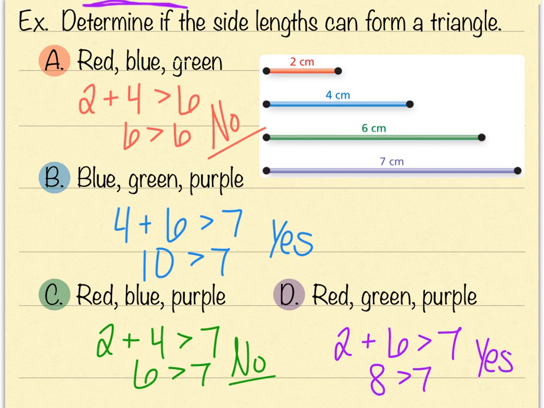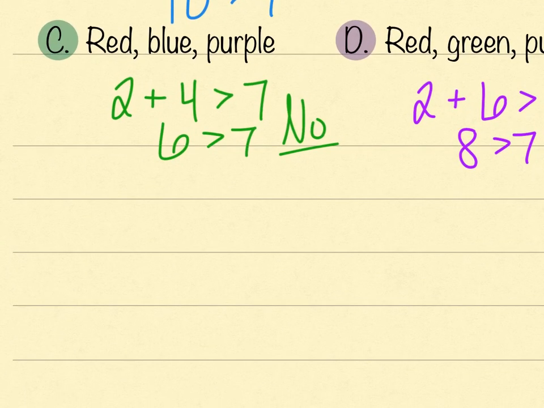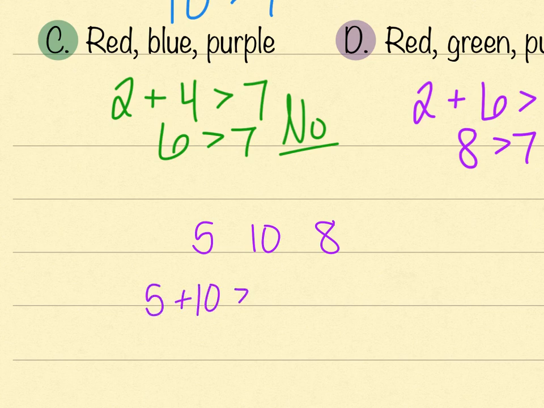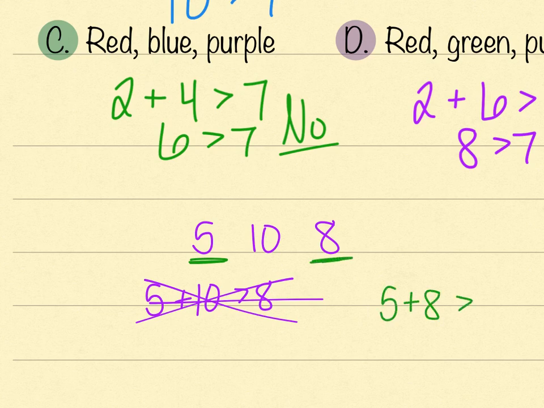Now, one thing I want to have you be cautious of is they don't always give you the two short numbers or the two smaller numbers first. So, for example, if I had side lengths that were 5, 10, and 8, I wouldn't want to add 5 and 10 and see if it's larger than 8. Obviously, 5 plus 10 has to be larger than 8. This is not at all what I would want to do. I would still want to use the two shorter sides, which is 5 plus 8, and see if 5 plus 8 is greater than my long side.